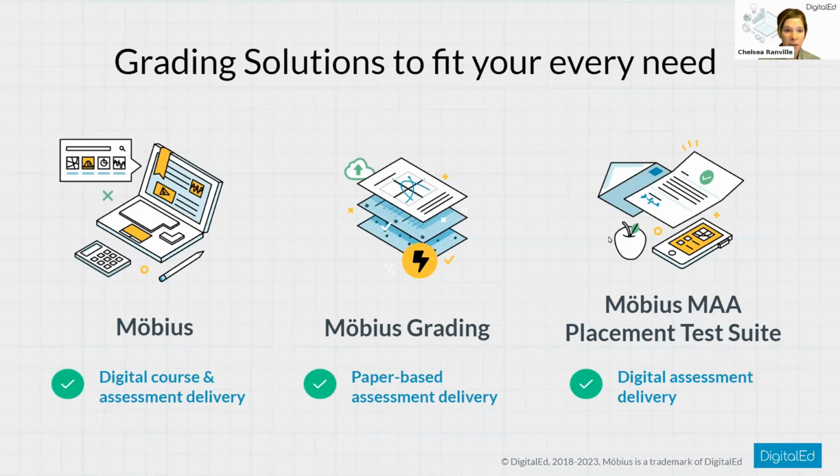And then on the far right, we've got the Möbius MAA placement test suite. So this also offers automatic grading and very capable and sophisticated STEM question asking ability, but it's targeted for gauging entry-level student math foundational skills so that they are enrolled into the appropriate first-year math courses. And this is backed by the MAA, which is the Mathematical Association of America, a very renowned organization, matched with Möbius, a very capable tool. And so this combination is really excellent for placement.